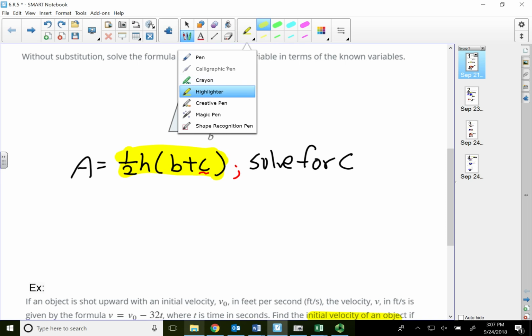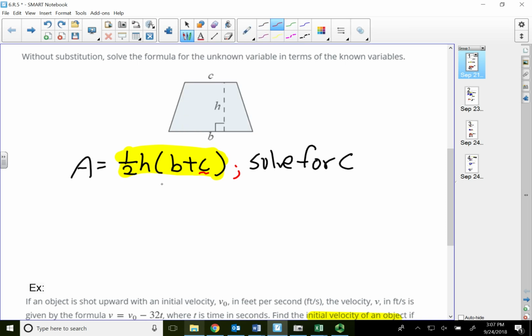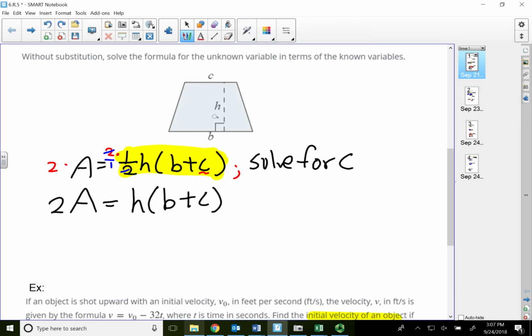Get rid of the fraction first by multiplying both terms by the reciprocal, which is 2 over 1, or you can just write it as 2. Now the top 2 and bottom 2 cancel out, so that just leaves me with h times (b plus c) equal to 2 times a. Now from here, there are a couple ways we can go about it. To bring the c outside the parenthesis, I can distribute my h.